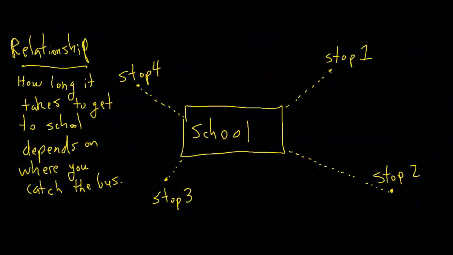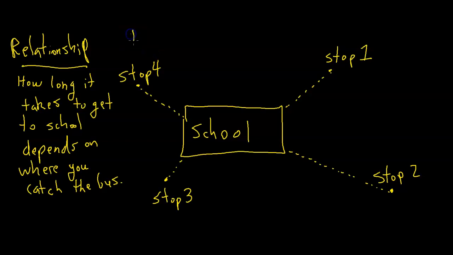Okay, let's think of another relationship that is a functional relationship. Let's say that you are going to a brick and mortar school. So the relationship between where you catch the bus and how long it takes you to get to school is a function, right? Well, what depends on what? What would be our input here?